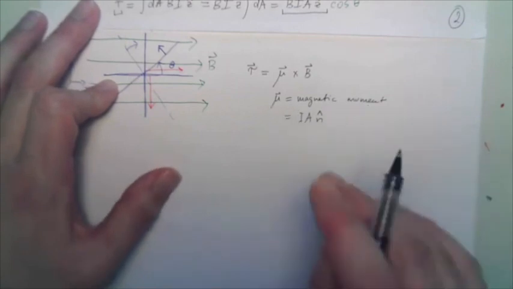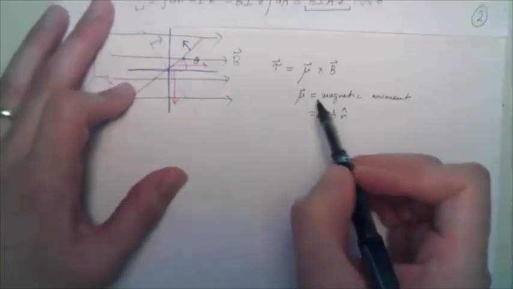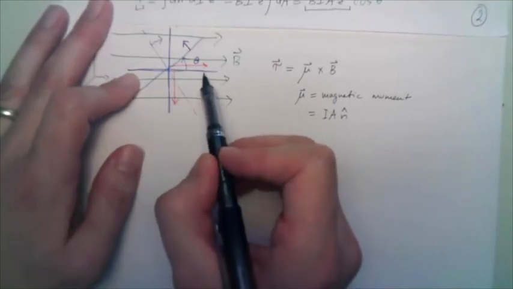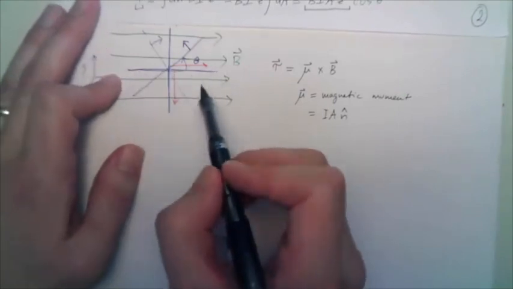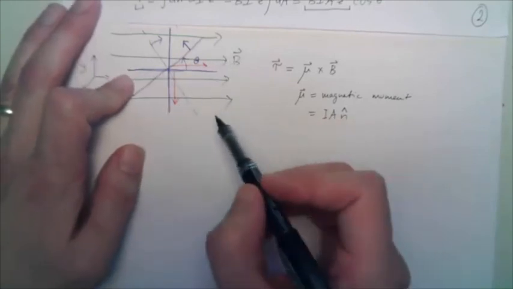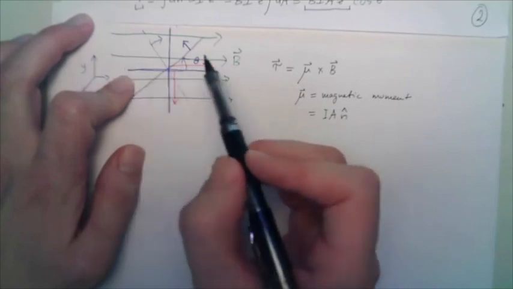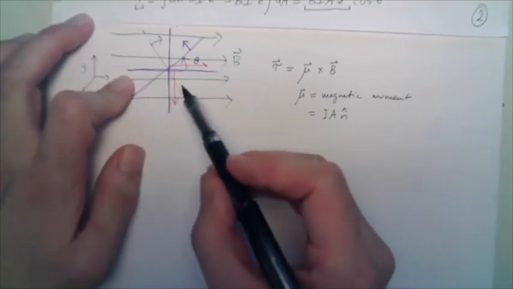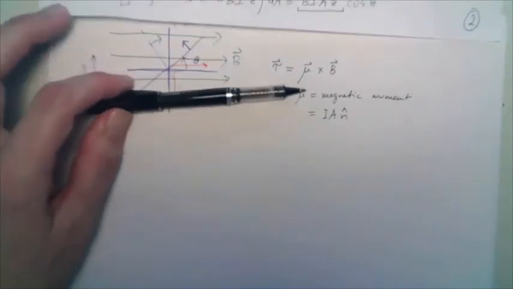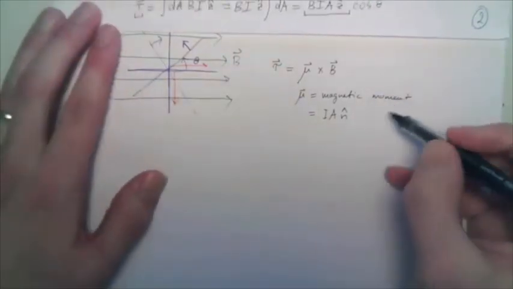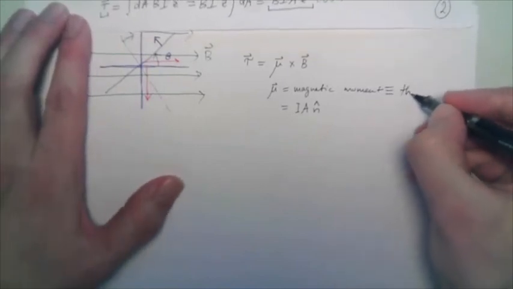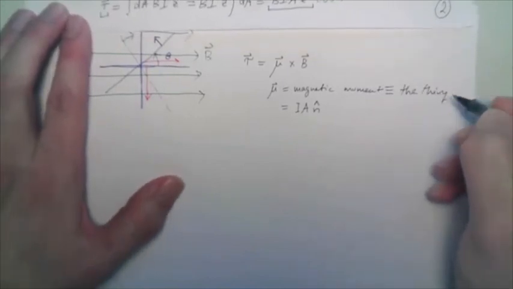And that magnetic moment, ladies and gentlemen, is actually the magnetic moment that is generated by the current, because when the current flows through a wire, it generates a magnetic field. And that magnetic field that it generates causes it to want to align in this direction. So this magnetic moment is actually the thing that causes magnetism.